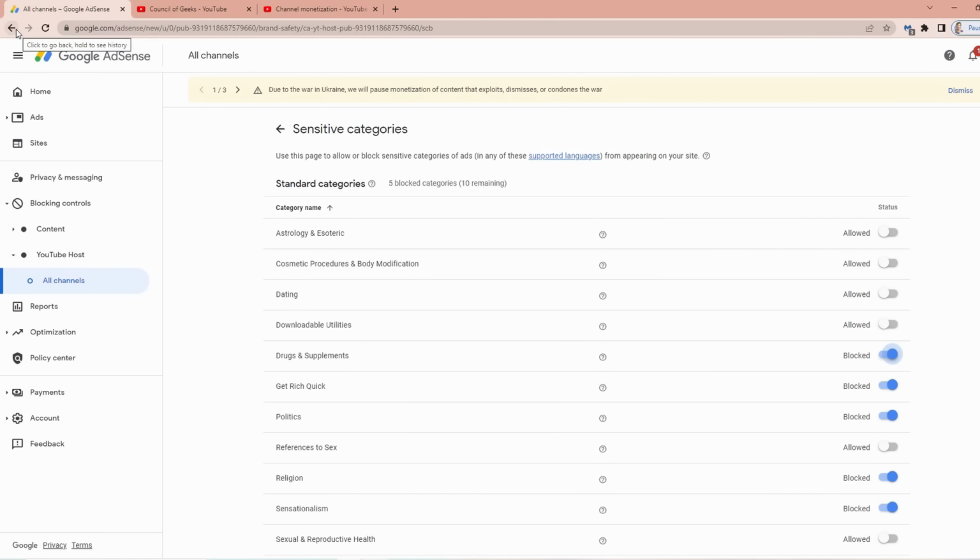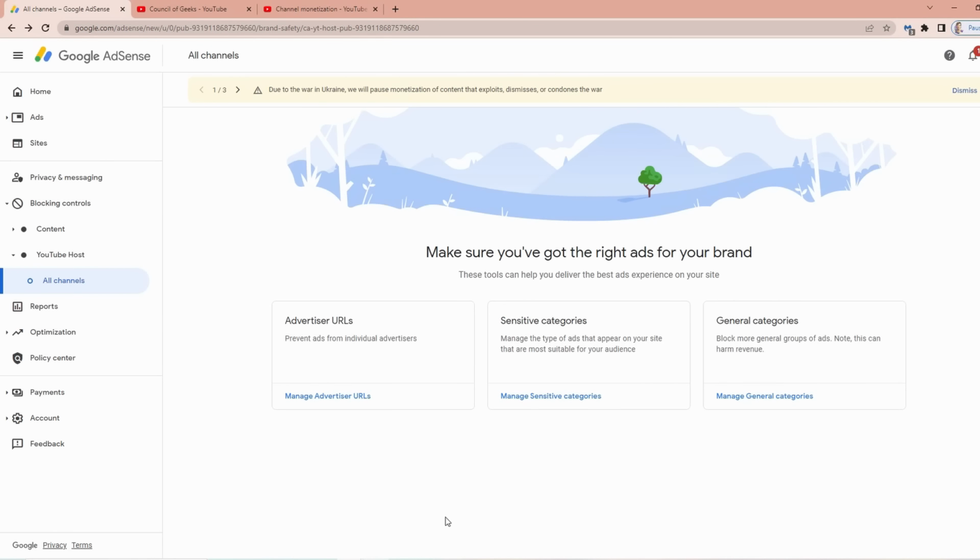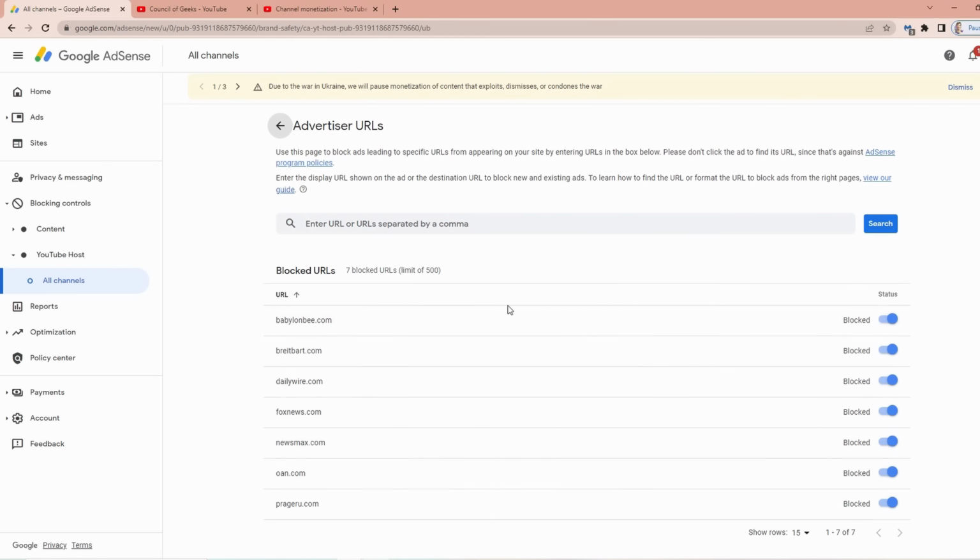Now, here's where we get to the last thing, which is what I hadn't been making use of before. Honestly, it's been long enough since I've had to mess with this, because the last time I had problems with this was about 6 years ago. I don't know if this was an option back then, but it is now. Advertiser URLs. Here, you can put in a specific URL, and if it is one that is set up to run ads, it'll show up in a search, and you can then block any ad that is tied to that particular website and business.